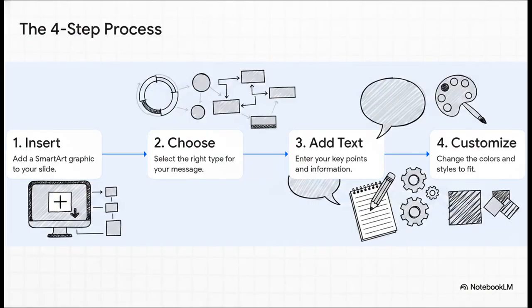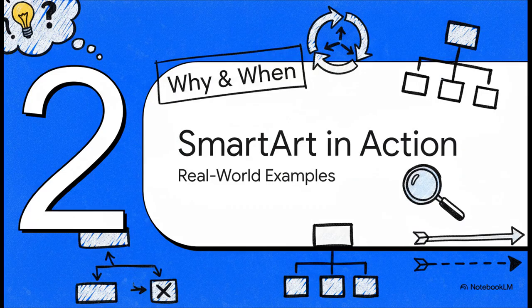And that's it. That's the whole process. Insert, choose, add text, and customize. 4 steps. Now that you know how to do it, let's get into the really good stuff. When and why you'd actually use this. Okay, so knowing the steps is one thing, but seeing how this stuff works in the real world, that's where it really clicks. So let's look at a few common examples where a simple diagram can make a huge difference.